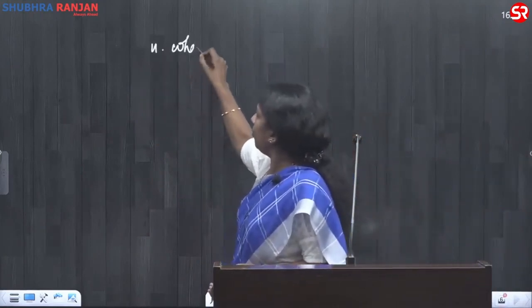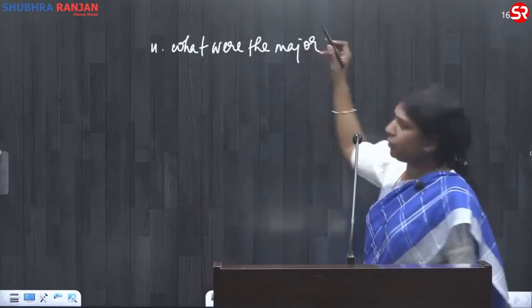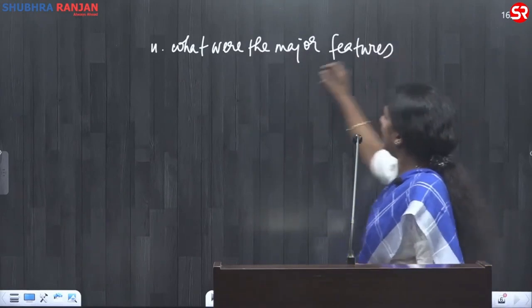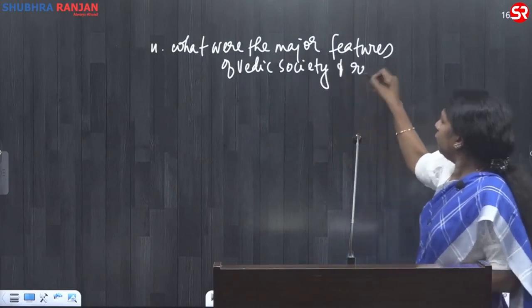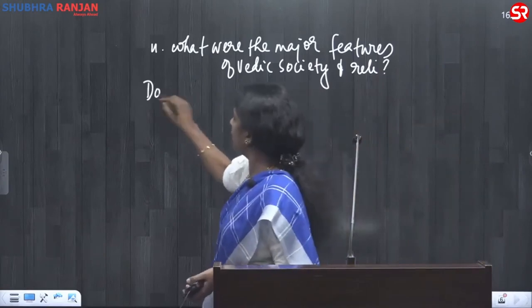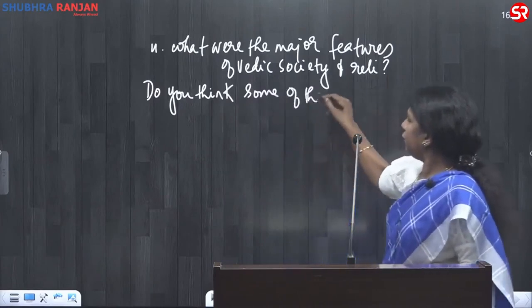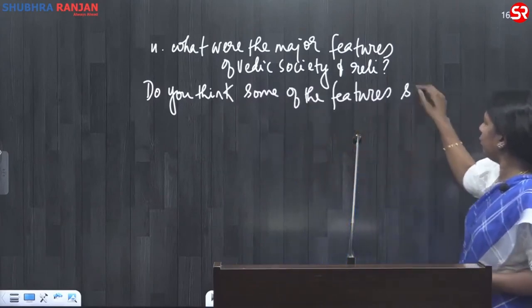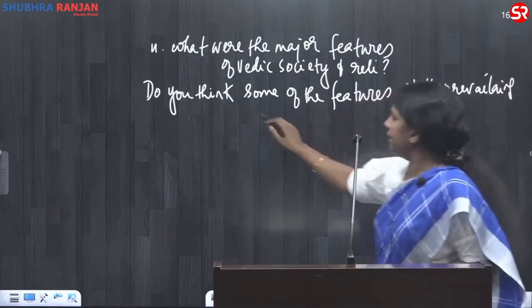And moving on to the last question, a very simple question. That is the 11th question. I think I missed it out. What were the major features of Vedic society and religion? So it's a very factual question, religion. Do you think some of the features are still prevailing in the Indian society?